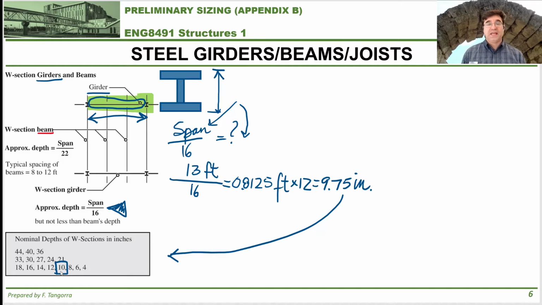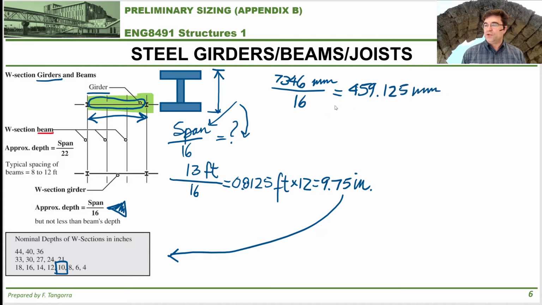In Canada, though, we use metric units, so let's do a metric example as well. Let's pretend that the span for that girder is, in metric units, 7,346 millimeters. Okay, and then we're going to divide that by 16 according to this rule of thumb to get 459.125 millimeters.